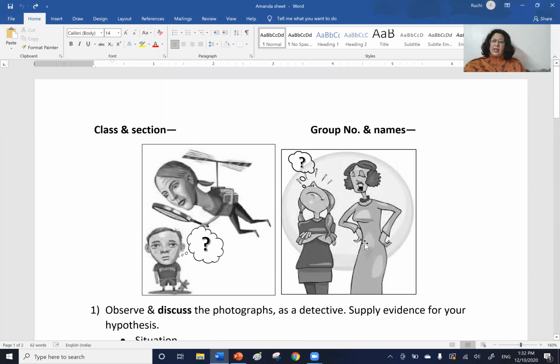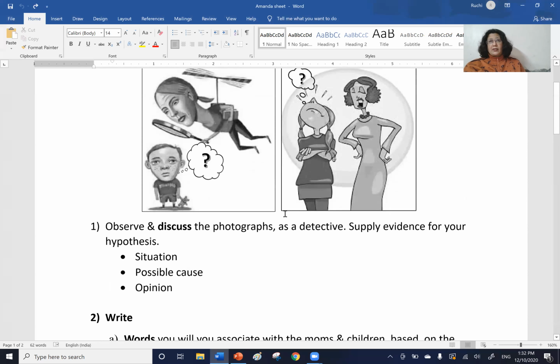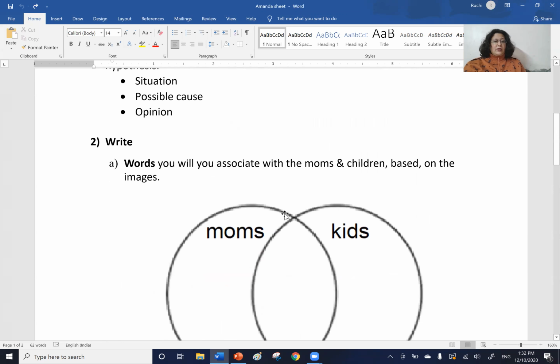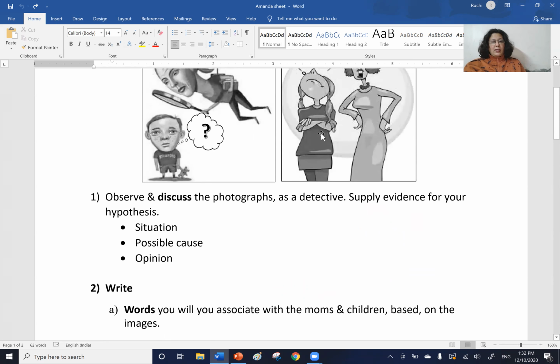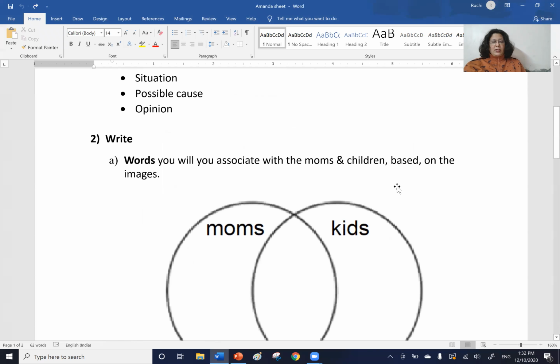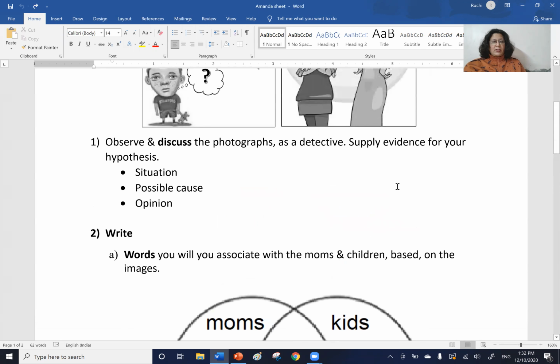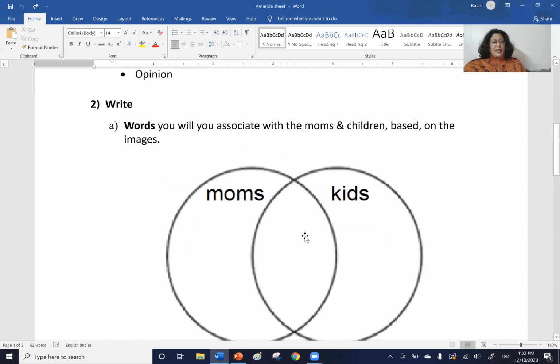So they are doing it in pairs or groups, I would reckon, and it might be a good task. So they're thinking, right? Then you could ask them to write words you would associate with the moms. Look at the expression. What are the words you would associate with the moms? What are the words you would associate with the kids? Are there any common words to both mom and kids?